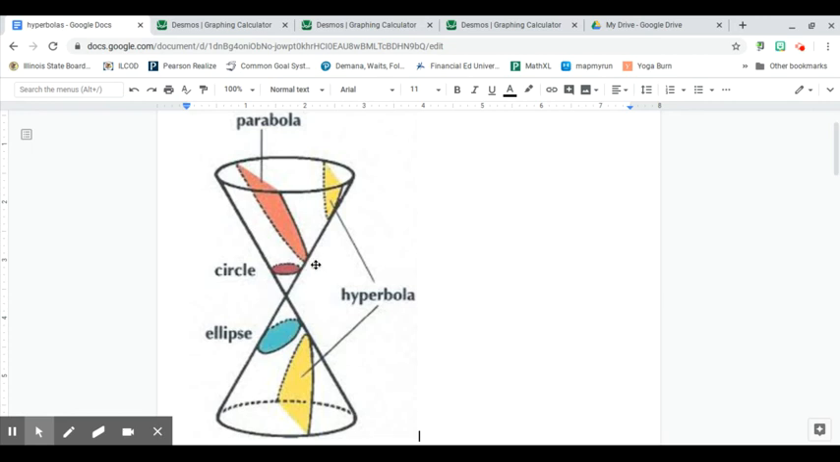So here I have two cones, one on top of the other, and where they meet is called the nappe. Like the nape of your neck. And so that's just a fun vocabulary word for all of you academic bowlers.